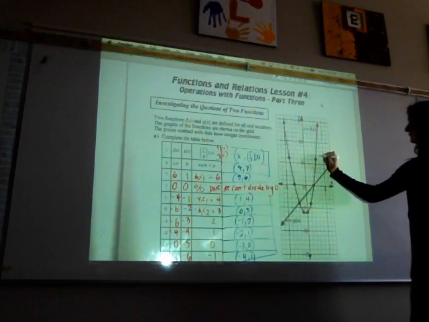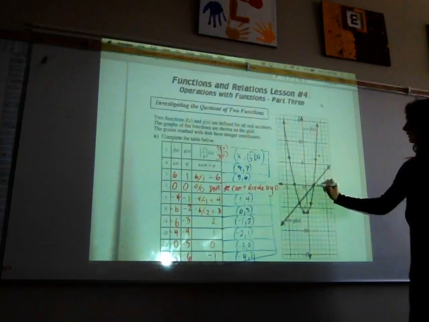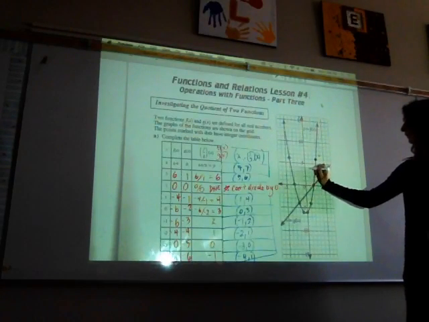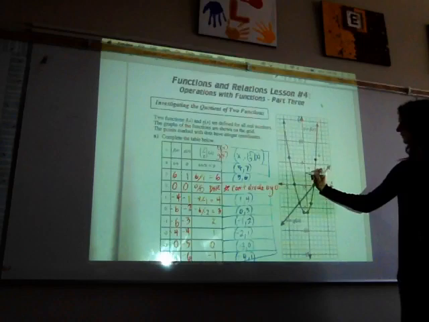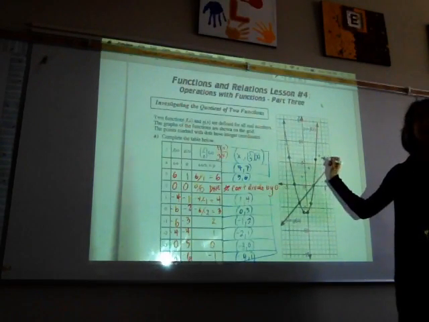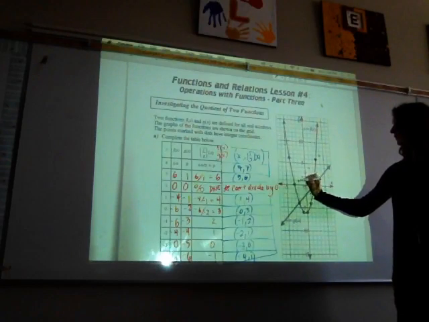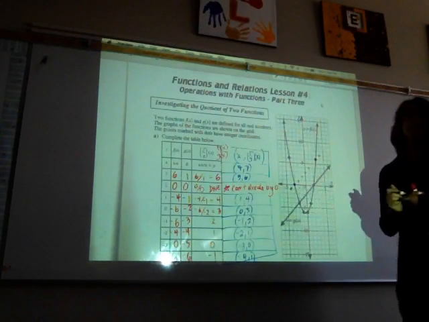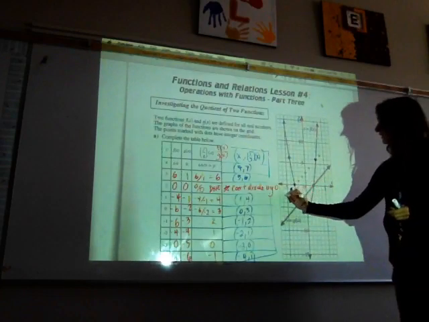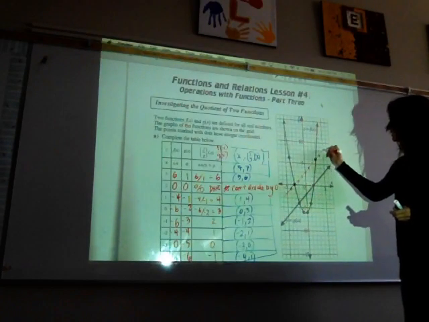So 4, 7. 3, 6. 1, 4. 0, 3. Negative 1, 2. And you can kind of see the trend. It's going down by slope 1. And we can see the trend of the points. It's going to create a straight line. So you can draw a line through these.